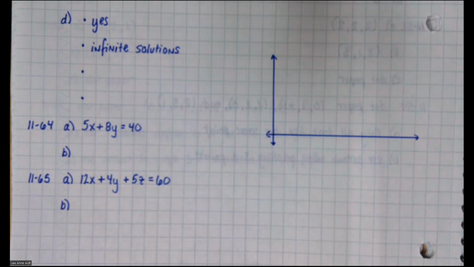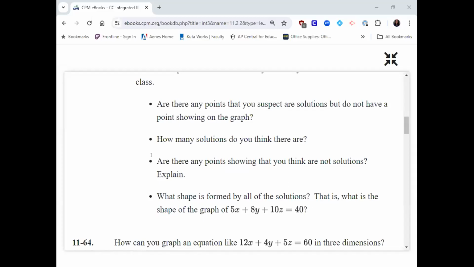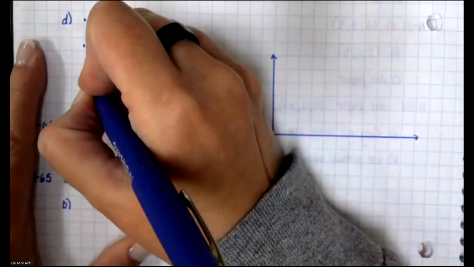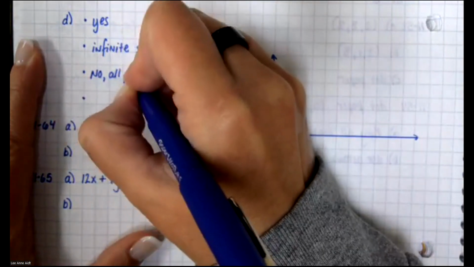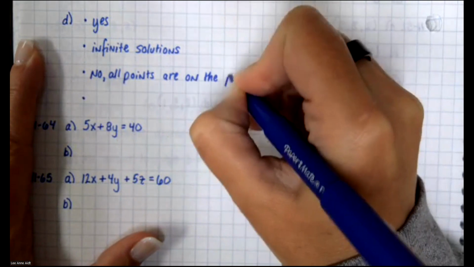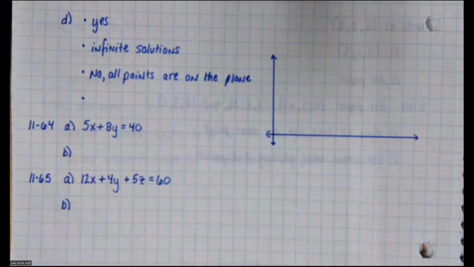Oh, true. You guys are all on space-saving measures in your notebooks. Okay, are there any points showing that you think are not solutions? So this would have happened if somebody made a mistake in their math. With us, ours looked perfect, right? So we're going to say no, all points are on the plane. Because we did ours perfectly because we're perfect. It's not going to happen to me through all 3 of my classes, just so you know.